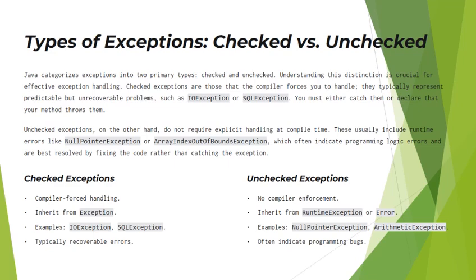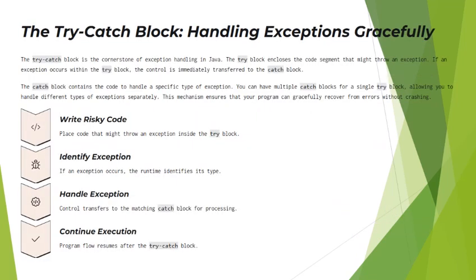Unchecked exceptions: no compiler enforcement, inherit from RuntimeException or Error. Examples: NullPointerException, ArithmeticException. The try-catch block: handling exceptions gracefully.